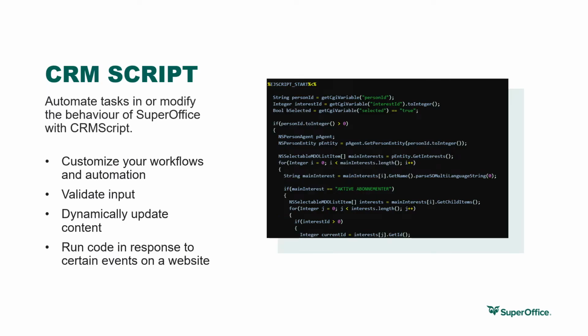And the first example is CRM Script. CRM Script is a feature that allows you to automate tasks in or modify the behavior of SuperOffice. A script is a small program written to perform specific tasks and requires programming skills to set it up. And this is something our consultants or partners can help you with. And here are some examples of what you can do with CRM Script.